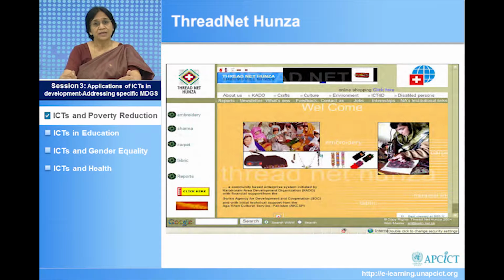But ThreadNet is one example of how a remote community can access a website and access income generating sources and then consequently improve the life of the people living there. This is an ongoing endeavor, and I invite you to look at this as a direct intervention of linking markets through ICTs to the poor who then have access to them.